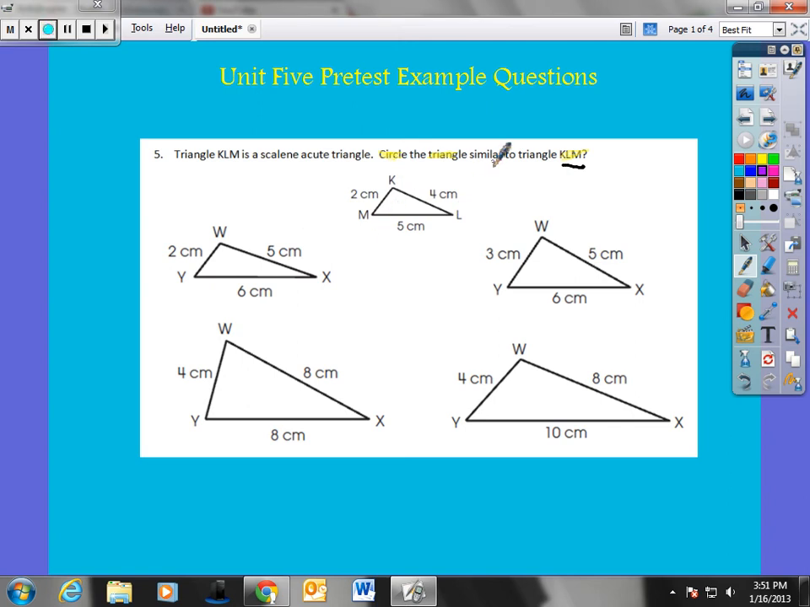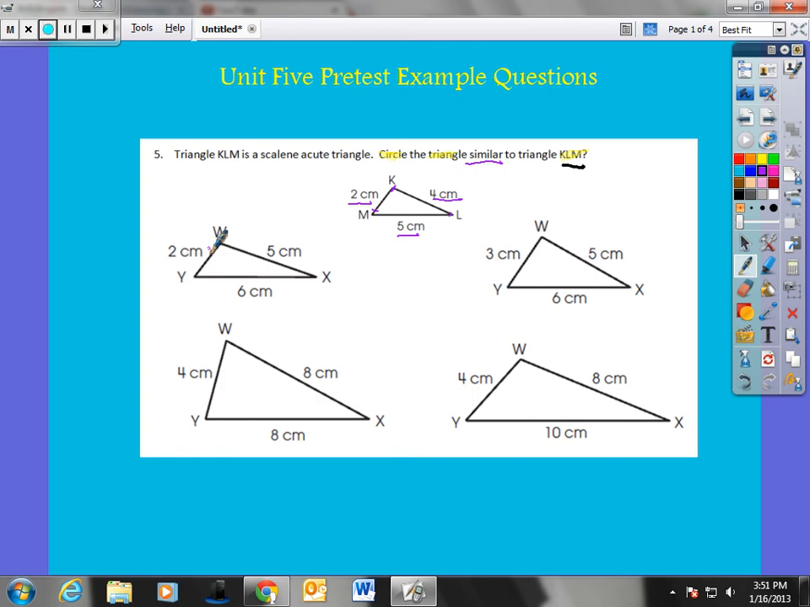Now, the keyword here is similar. So we have to find a triangle that's alike this one. Just visually looking at them, they all look alike. They all look to be acute scalene triangles. Scalene meaning none of the sides are congruent, acute meaning all the angles are less than 90 degrees but greater than 0. So I'm going to focus not on the actual physical look, but on the numbers and the lengths of the line segments that make up the individual triangle. So I see this side is 4, this side is 2, this side is 5.